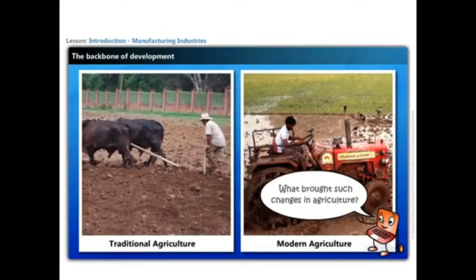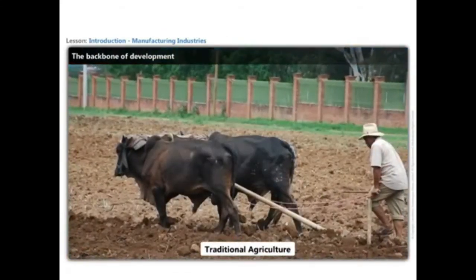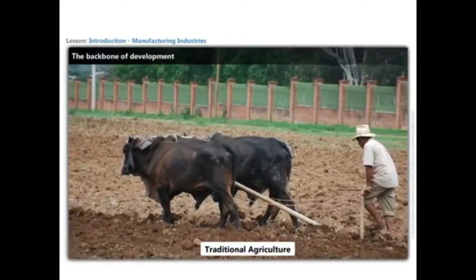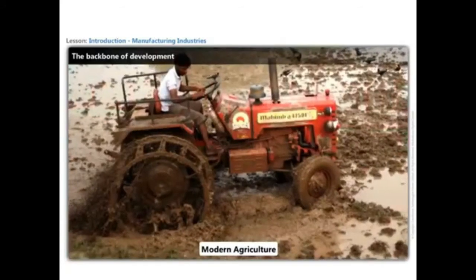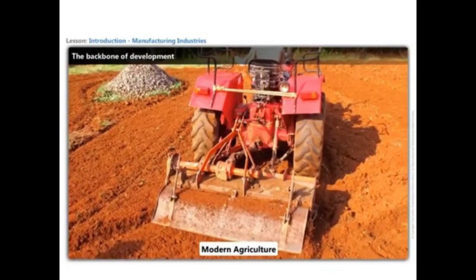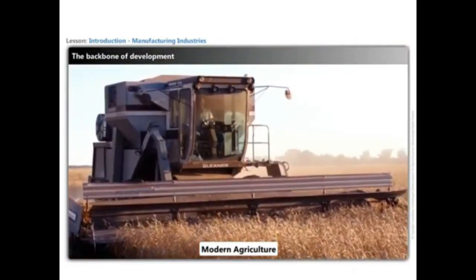What brought such changes in agriculture? Industrial development brought tremendous changes to agriculture. Agriculture and industry are not exclusive of each other. Development and competitiveness of manufacturing industry has not only assisted agriculturists in increasing their production, but also made the production process very efficient.